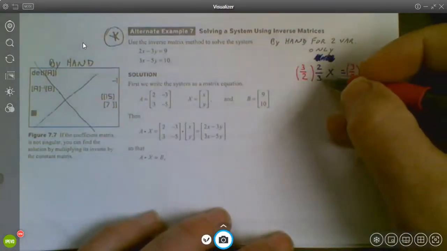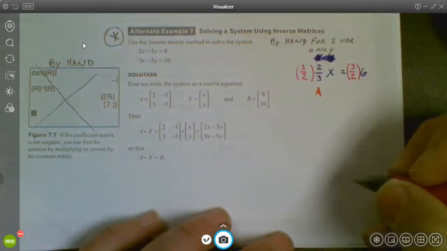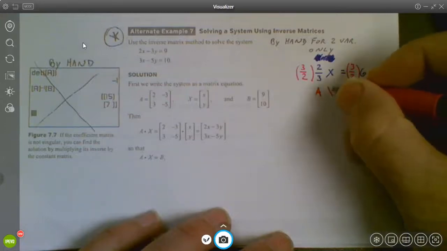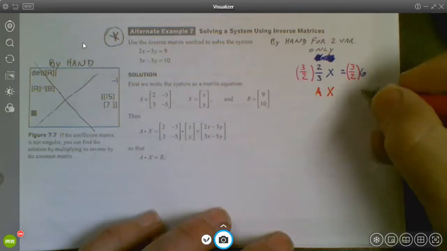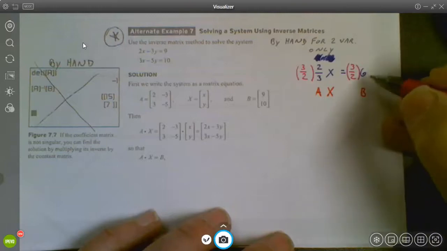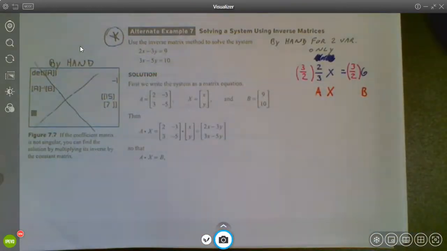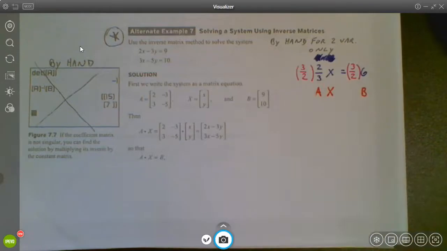The 2/3, the original one, we're going to call that matrix A. Our variable matrix, we call matrix X. And the solution on this side, we're going to call matrix B. That's the 6. So what you're seeing in blue are the 3 things that were already there, and we're going to name those with matrices. So it was matrix A times matrix X equals matrix B. Those are the three matrices that we're looking at.